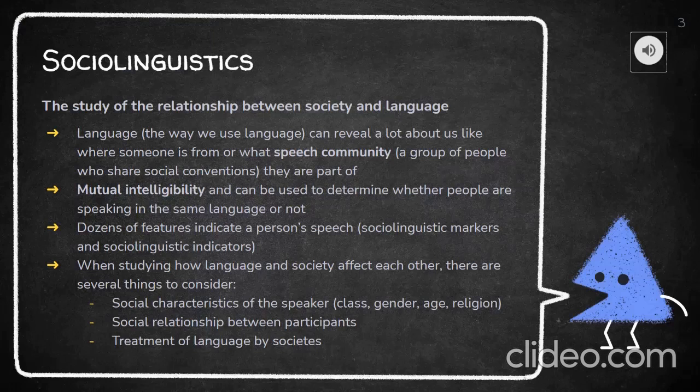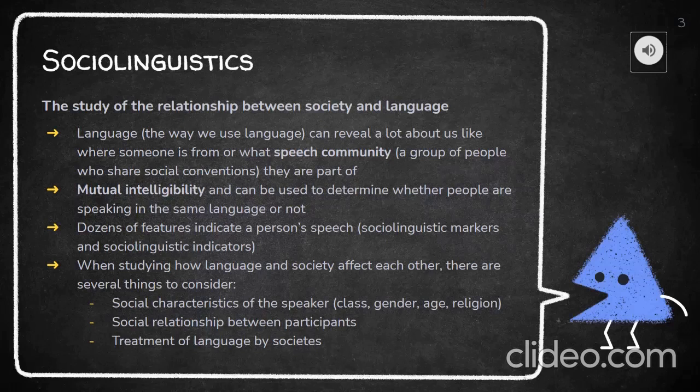And we can all pretty much understand each other no matter which dialect is being used, which is called mutual intelligibility and can be used to determine whether people are speaking the same language or not. But mutual intelligibility is not the only indicator that two languages are different. There are some exceptions to this rule. For instance, speakers of Swedish and Norwegian can understand each other but are considered different languages since they're spoken in different countries. So it does get a little bit more complicated because there are so many different features that indicate a person's speech.